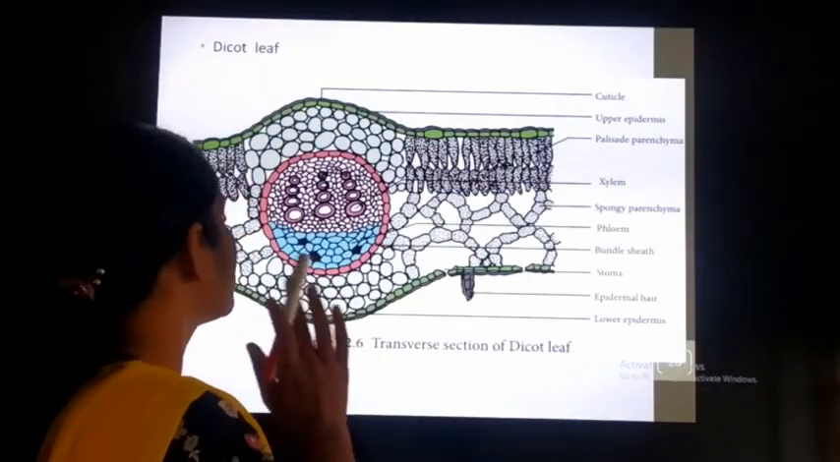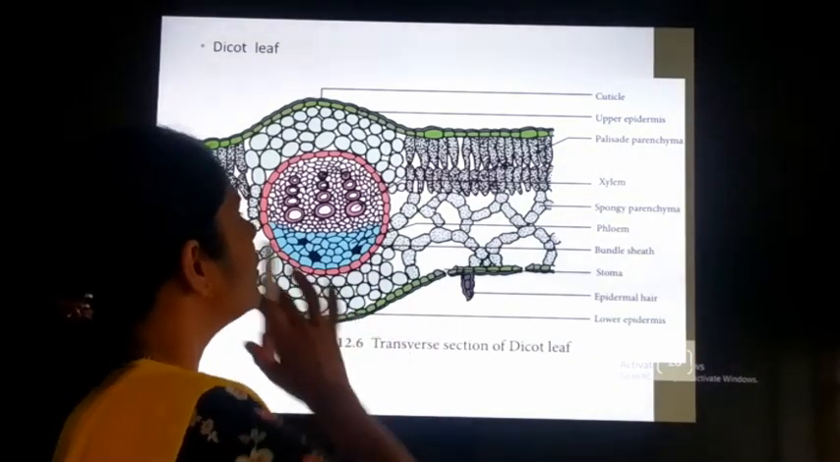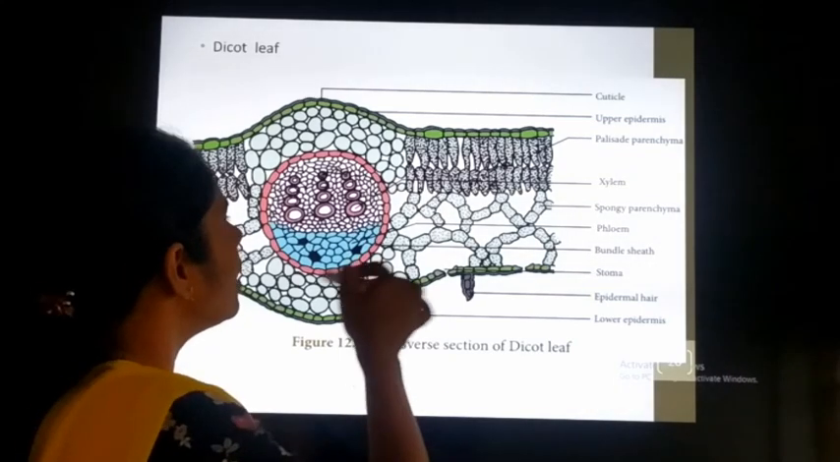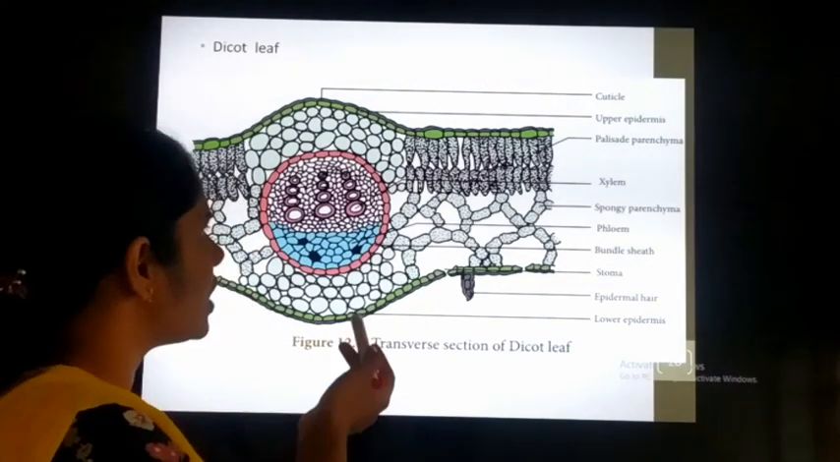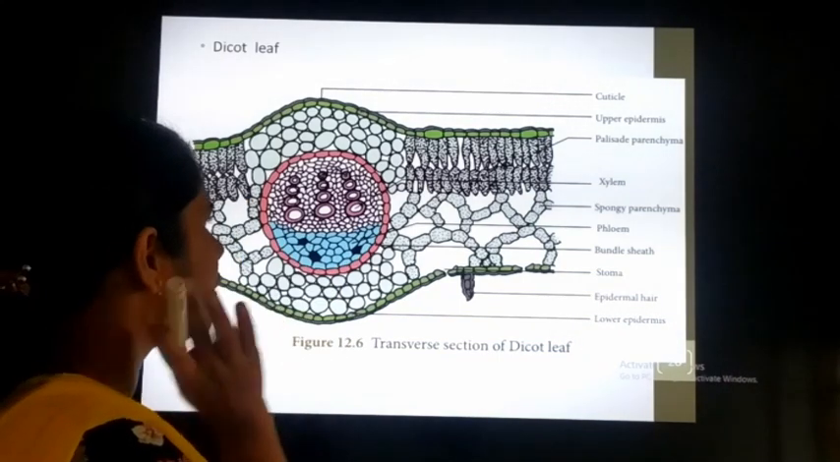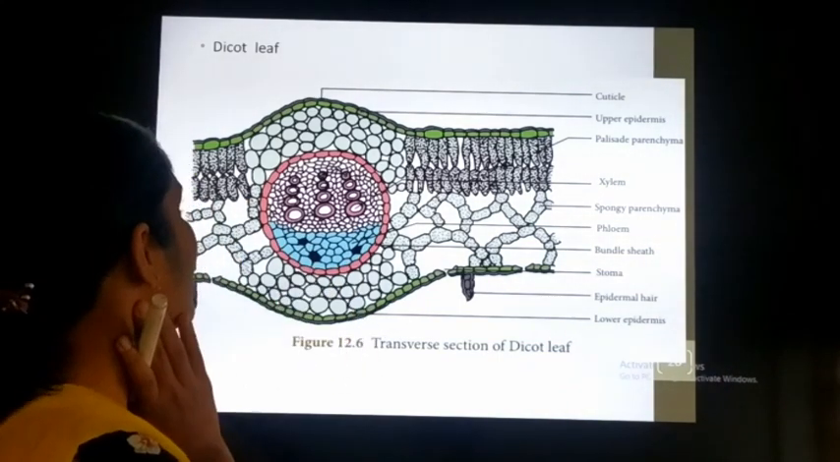These are the major characteristics of the VS, the anatomical view of the dicot leaf. Coming to the vascular bundles, they are conjoint, collateral and open type, especially in a dicot.